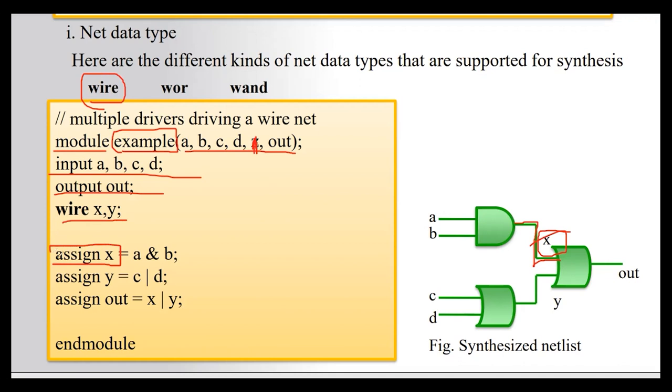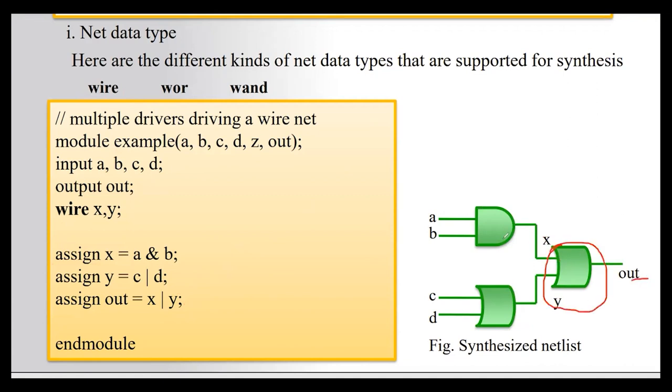What is the value here? Assign X equal to A and B. X is nothing but the output of A and B. Y is equal to the output of C or D. Assign out equal to A or X or Y. So the two outputs we are getting here are given to one OR gate. So this is the output.